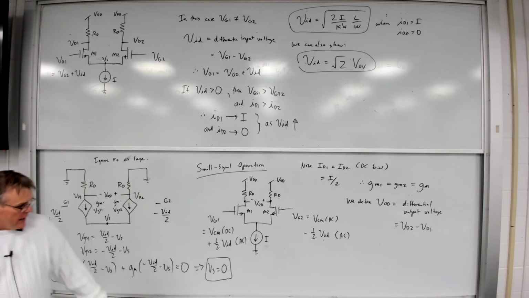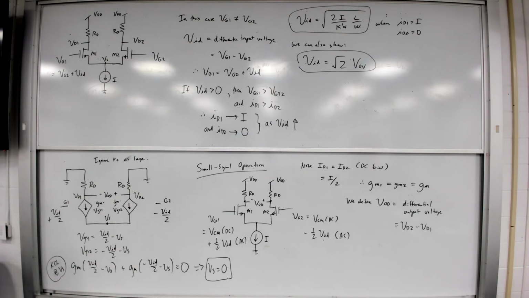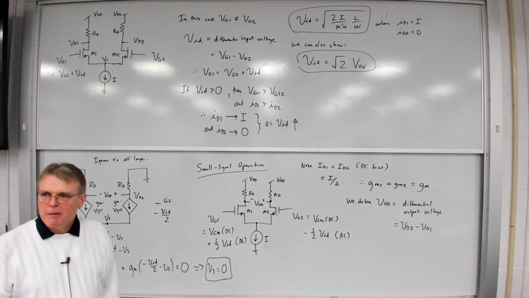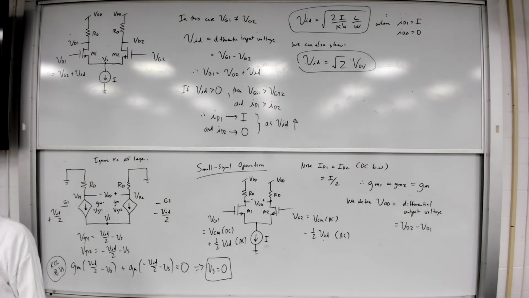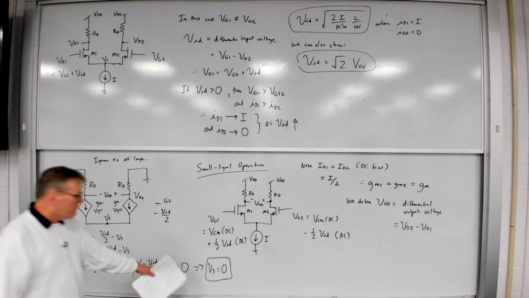What is interesting about that? That is a small signal voltage of 0 volts at the source of both of those transistors. Where's the capacitor? There is no capacitor. Do we need a capacitor? No, we don't. And yet I can get a virtual ground, a virtual 0 volts at the source. This is a virtual ground.